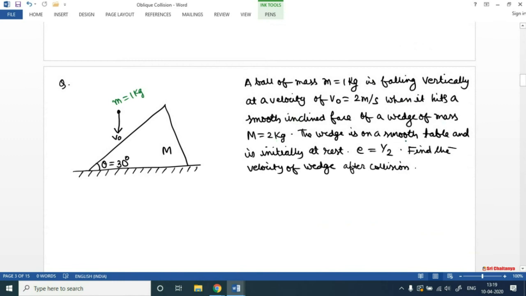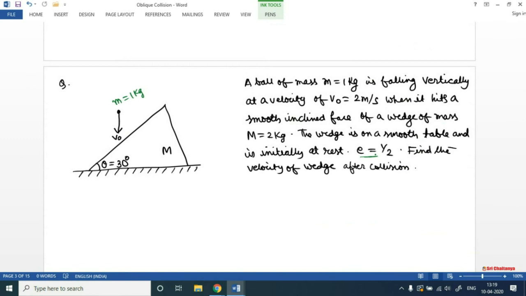The wedge is on a smooth table. This table is smooth, so that means it is free to move, and the coefficient of restitution is given to us as e = 1/2. We have to find out the velocity of the wedge after collision. One must realize the condition before the collision and the condition after the collision.